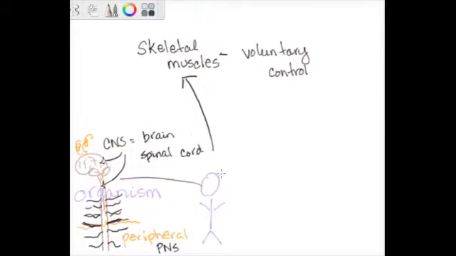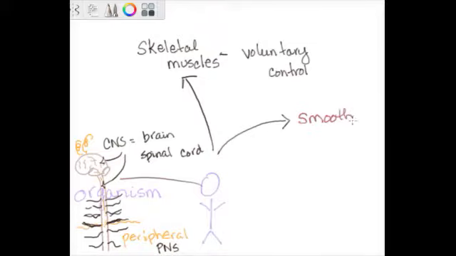But while all that is happening, there's a bunch of other work that's going on in your body that you don't think about and you don't have to decide. And that, the muscles that are in charge of that, is called smooth muscle.